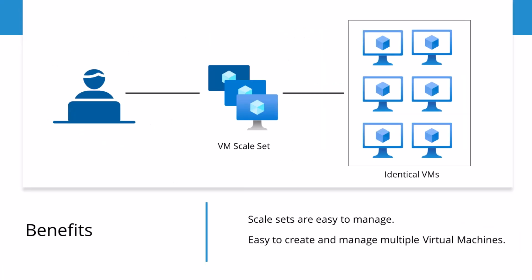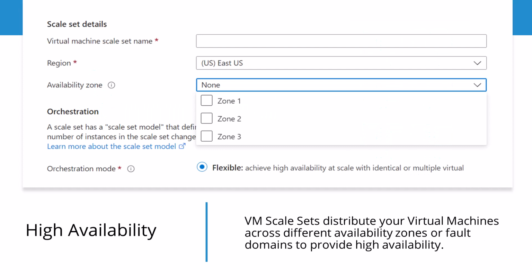The key benefit of scale sets is the ease of management, because VM scale sets make it incredibly easy to create and manage multiple virtual machines. What they do is they distribute your virtual machines across different availability zones or fault domains, ensuring that your application remains accessible even if one of the VMs goes down. This provides high availability for apps deployed on them.